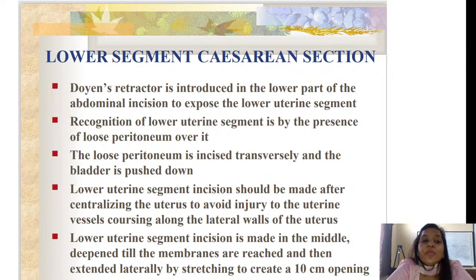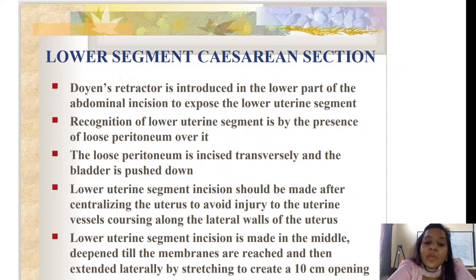Then what are the steps of lower segment Caesarean section? As I told before about preoperative procedures, those are the steps we do in preoperative measures. Then after the incision, what will we do? Doyen's retractor is introduced in the lower part of the abdominal incision to expose the lower uterine segment. Recognition of the lower uterine segment is by the presence of loose peritoneum over it. The loose peritoneum is incised transversely and the bladder is pushed down.